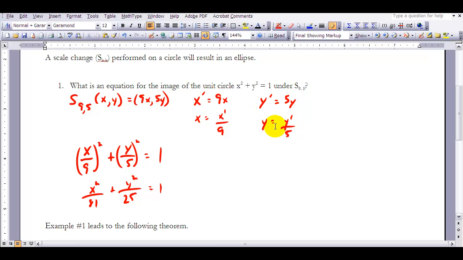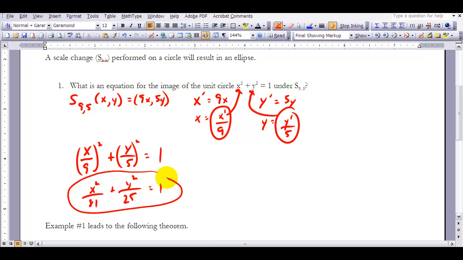So if I replace x prime with x, because it's my new x value, and y prime with y, I can say (x over 9) squared plus (y over 5) squared is equal to 1. And what I'm doing is I'm just taking these values here and substituting them in for x and y. So I'm taking that and substituting in for x, and that and substituting in for y. If I do that, and then simplify, I get x squared over 81 plus y squared over 25 equals 1. And you'll notice that that is an equation for an ellipse.